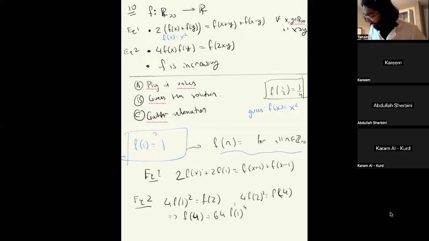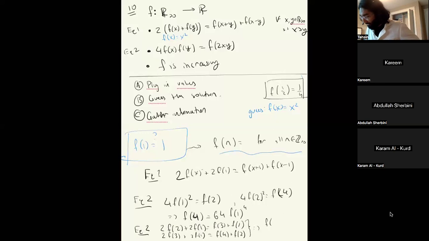So that's from equation 2, but from equation 1, you can also get f of 4 in terms of f of 1, right? Because now I can say 2f of 2 plus 2f of 1 equals f of 3 plus f of 1, and 2f of 3 plus 2f of 1 equals f of 4 plus f of 2. And these two together should give me f of 4 in terms of f of 1.